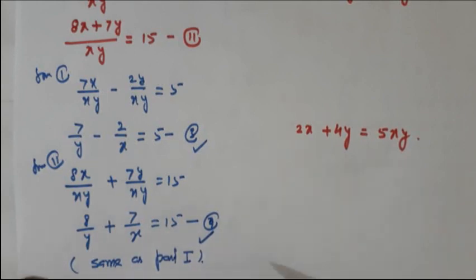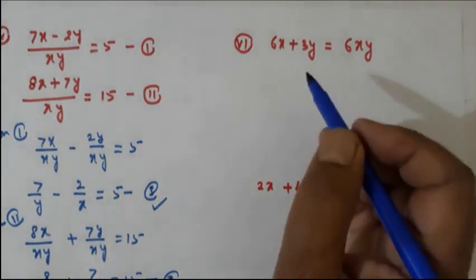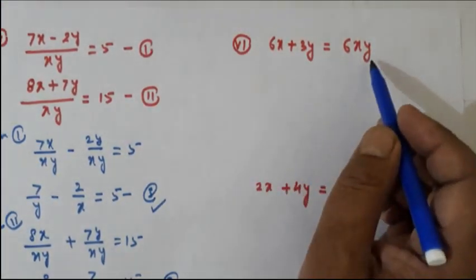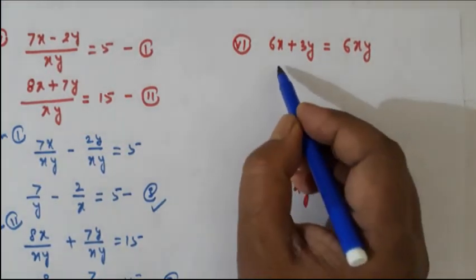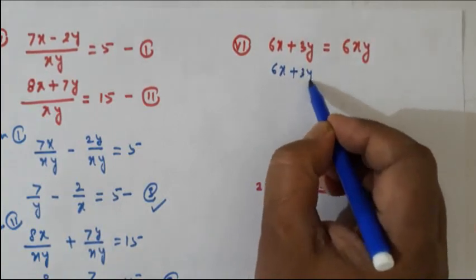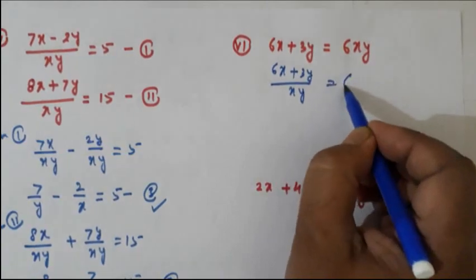This is same as part first. Now come on the sixth part. Sixth part is 6x plus 3y is equal to 6xy. इसमें क्या करते हैं, xy को आप लेफ्ट में ले आइए. So that will be (6x plus 3y) upon xy is equal to 6.